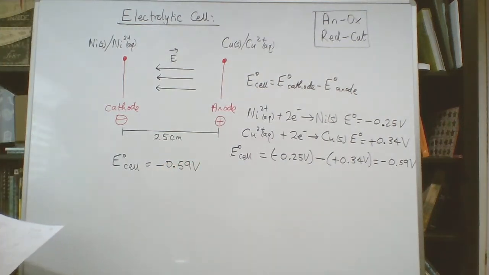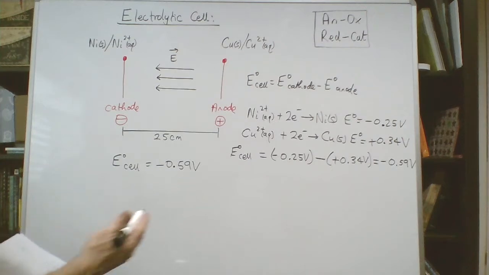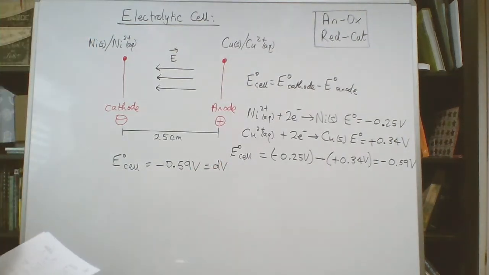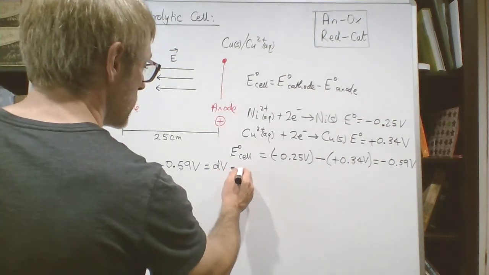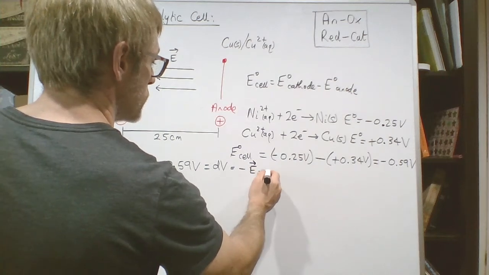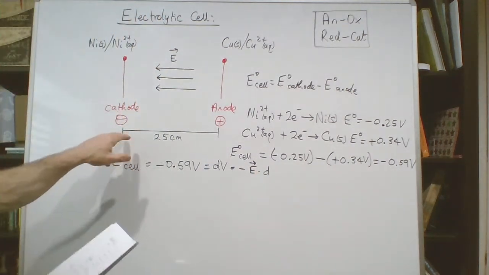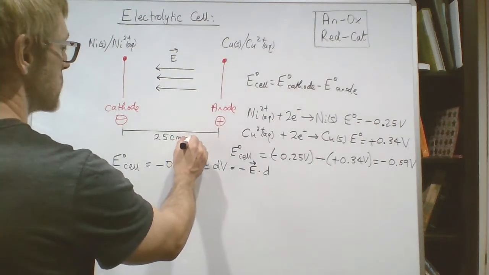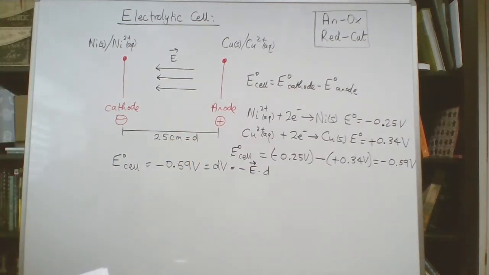And we know that this is the change in voltage, dV. And we know that the change in voltage is minus the electric field dotted with the separation of the two plates, or electrodes in this case, D. So we're going to solve for the electric field, see what type of electric field we've generated here that's causing these electrons to flow.